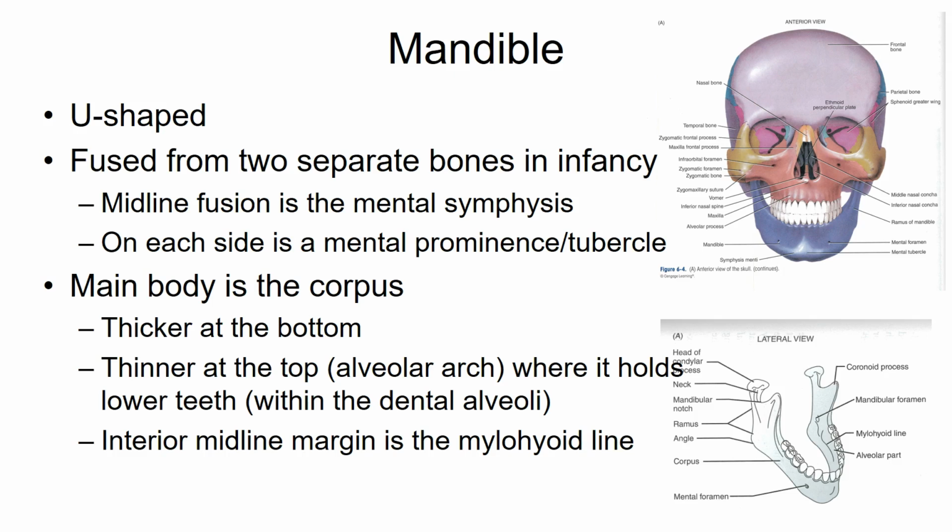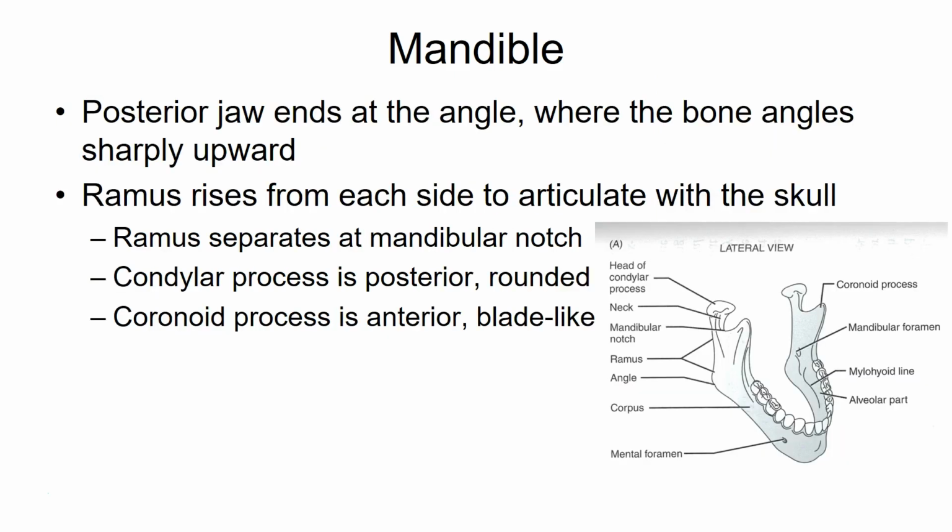On the interior midline of the corpus of the mandible is the mylohyoid line, the attachment point for the mylohyoid muscle. The posterior part of the mandible ends at the angle, where the bone angles upward, in a spot called the ramus. The ramus goes from each side up to articulate with the skull.